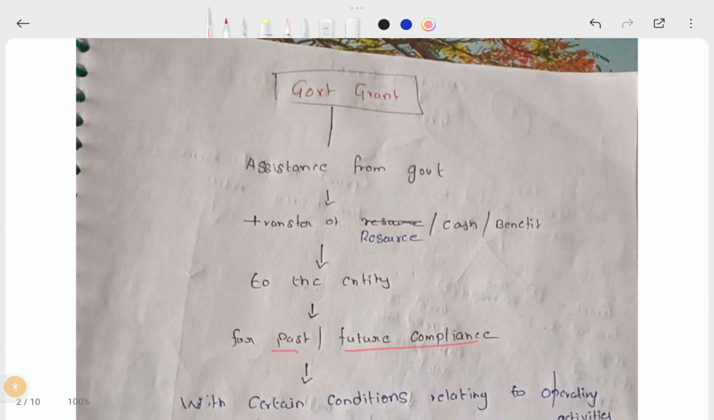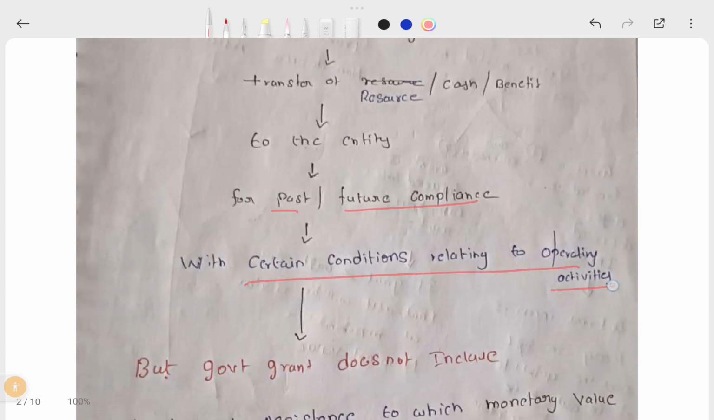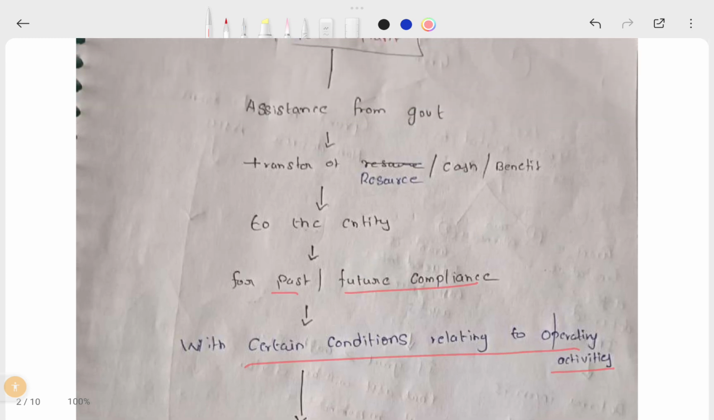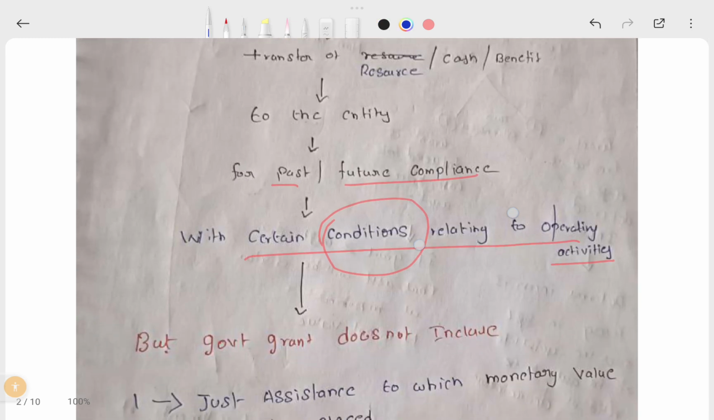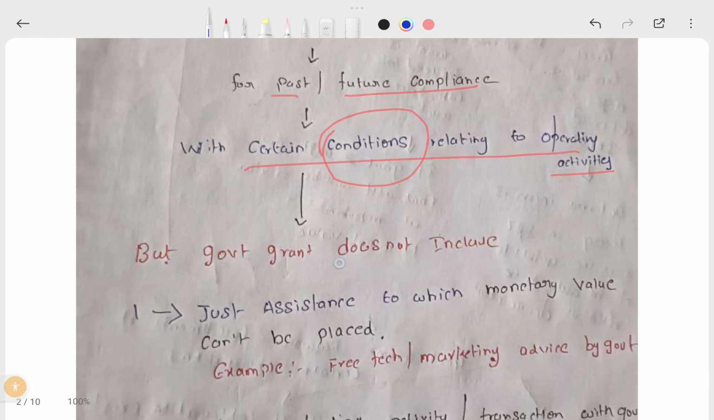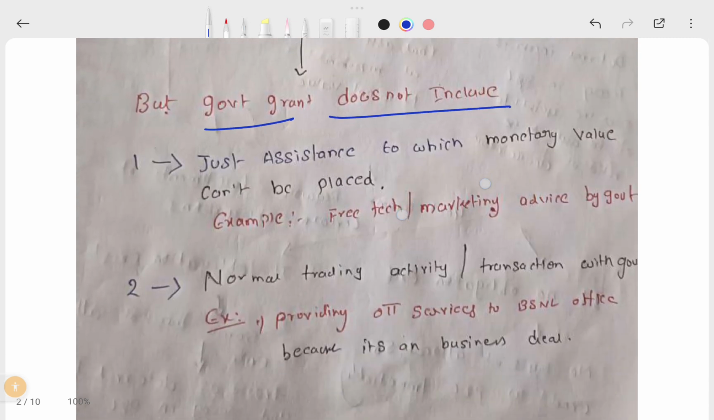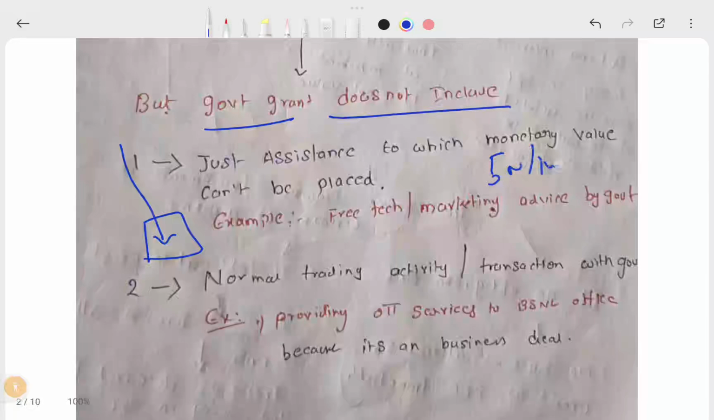So either past or future compliances with certain conditions related to the operating activities. Whether conditions are put or not is a discussion point, but you should know there should be compliances. But the government grant does not include two things. One, assistance to which a value cannot reasonably be placed. Just like you went to the government and asked for suggestions on which industry is required and what the market conditions are, and they charge a nominal application fee, say 500 to 1000. They will give you some industry data, which is a valid source.